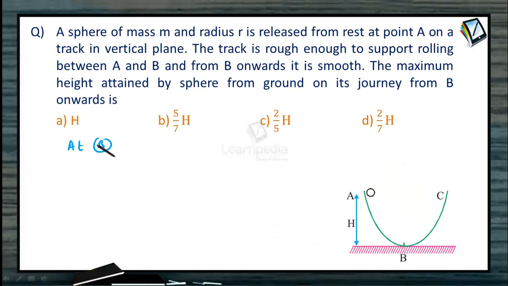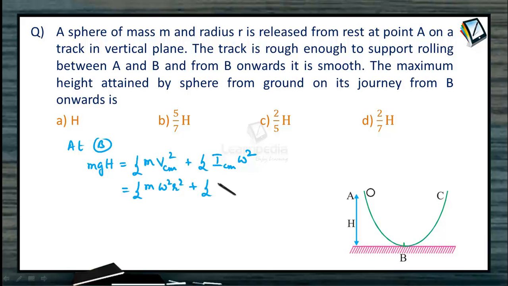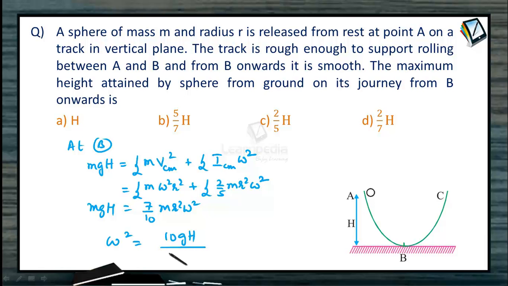At point B, let us consider this height as given, H. So m g H should be equal to half m v squared, where v is the velocity of the center of mass at point B, plus half I_CM omega squared. Omega is the angular velocity of the sphere. So half m v squared is half m omega squared r squared, plus half of the moment of inertia of the sphere, 2 by 5 m r squared, into omega squared. So we can write this as 7 by 10 m r squared omega squared equals m g H. So simply we can get omega squared as 10 g H divided by 7 r squared.